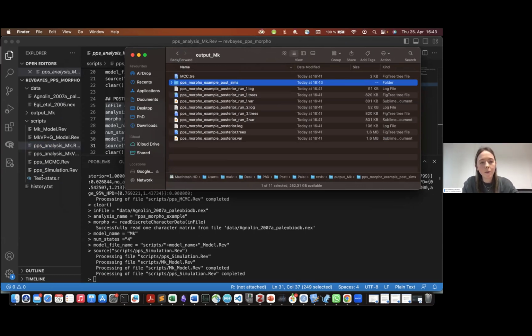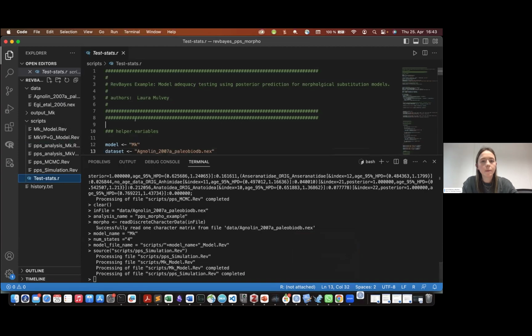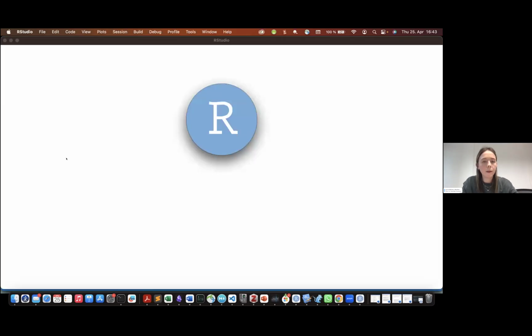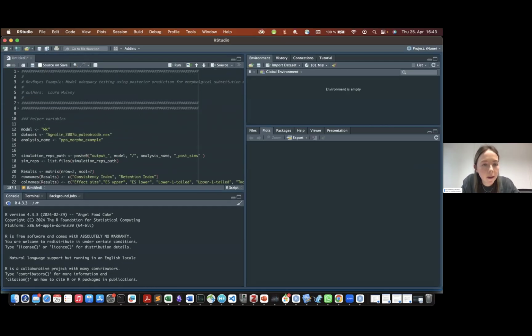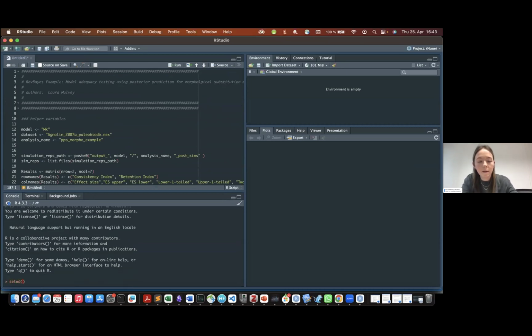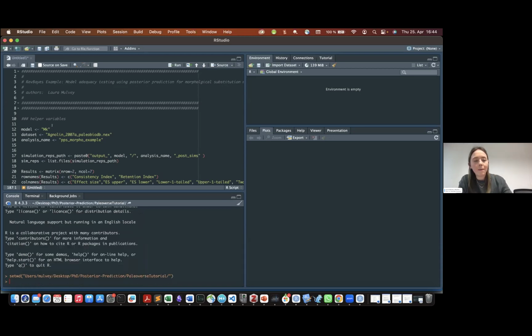And then the last thing you want to do is analyze this in R. Sorry, I should have had R open. So once you're in the right place, you then say which model you're using. You make sure the name of your data set is correct, and then your analysis name.